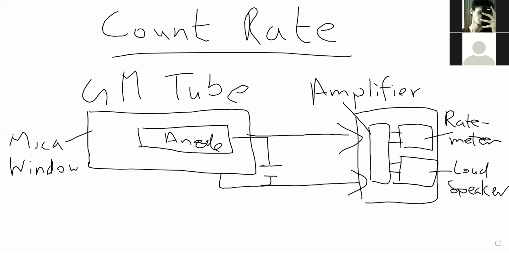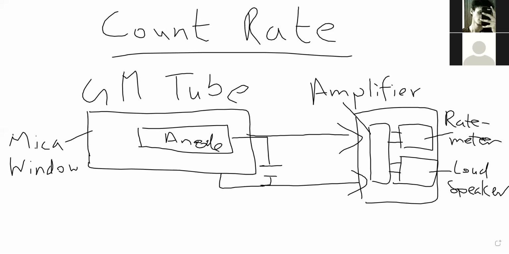So when those particles hit the anode, pulses are sent towards the amplifier, and because of the variation in current, the rate meter, which is connected to it, shows the reading in counts per minute, while the loudspeaker gives a click sound for each count, each pulse. So that is the construction of the GM tube.